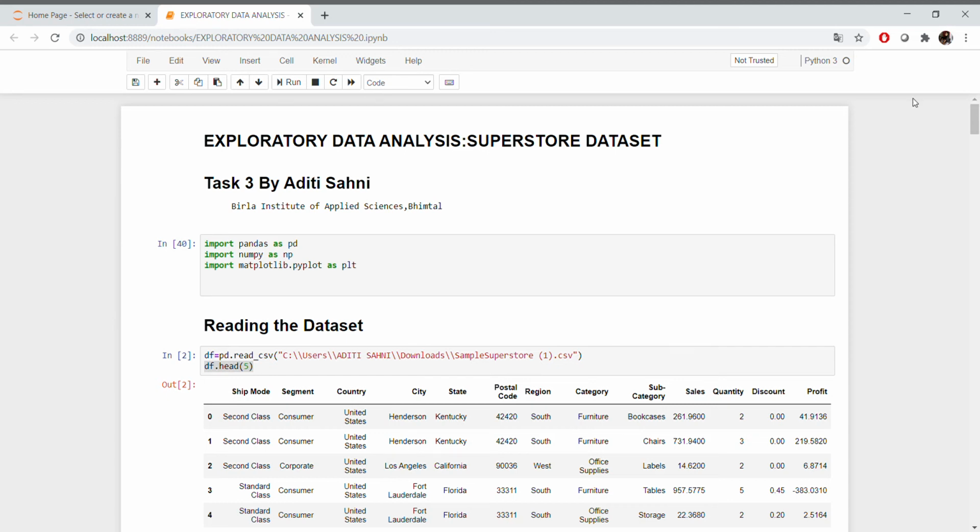Hello everyone. As a data science intern at the Sparks Foundation, I have completed my task 3, which was exploratory data analysis on the Superstore dataset.